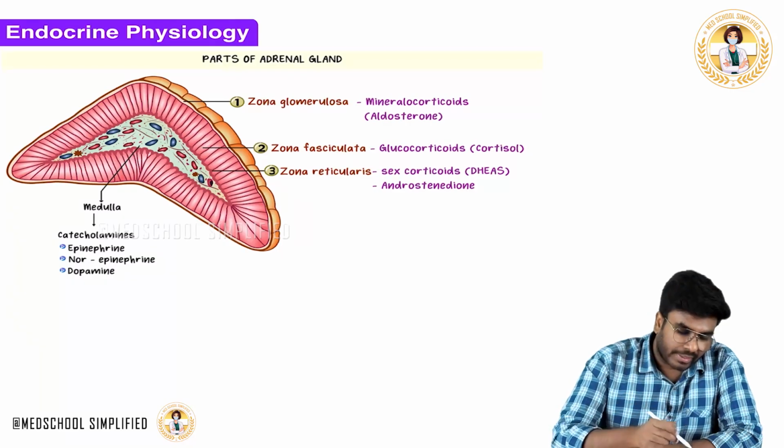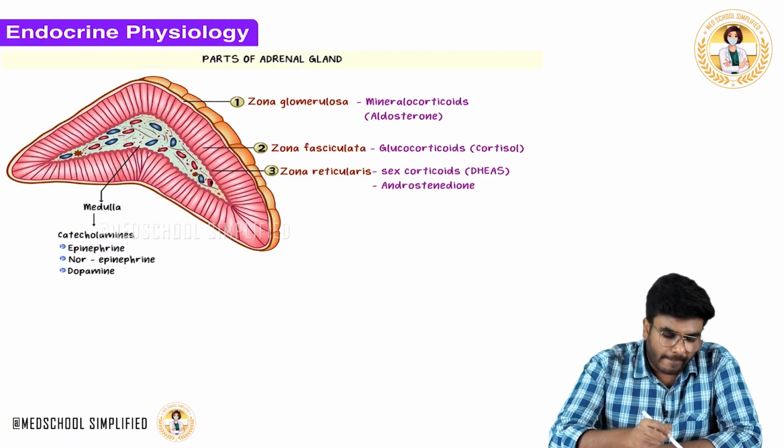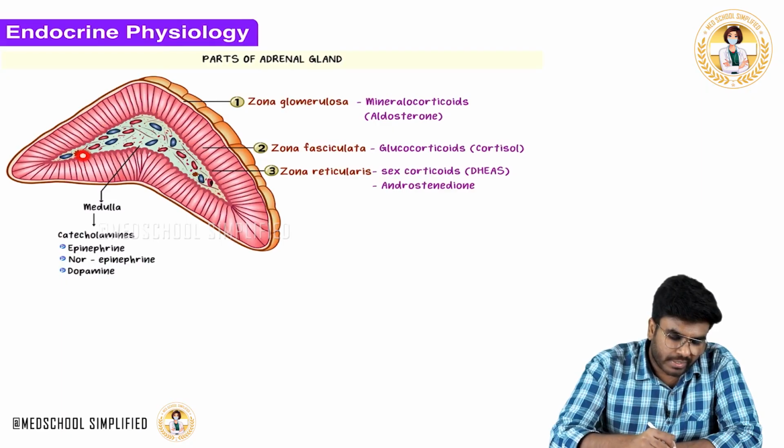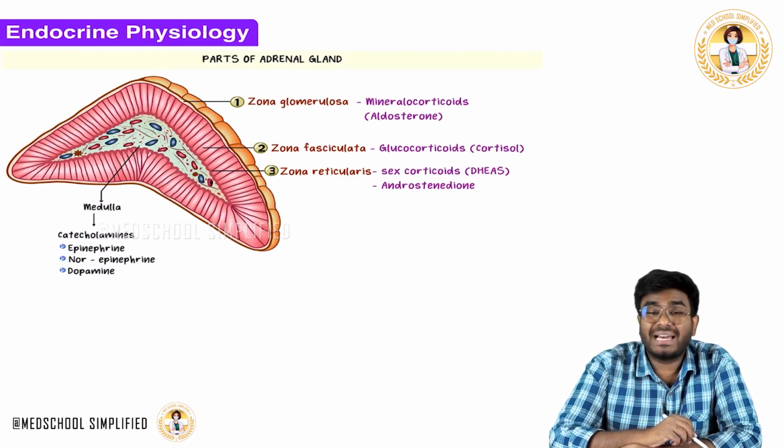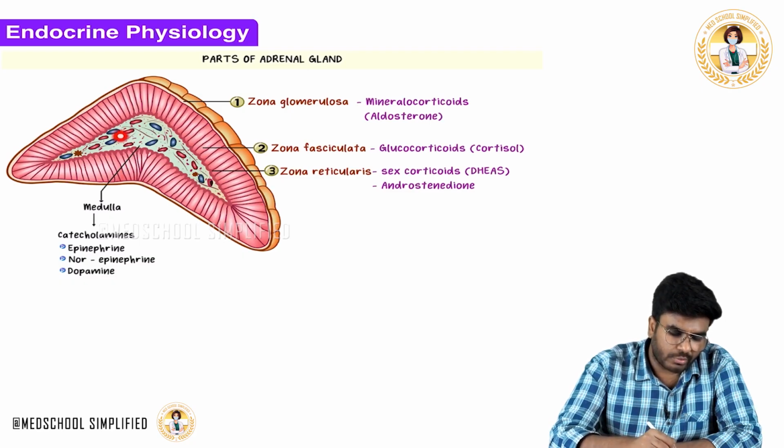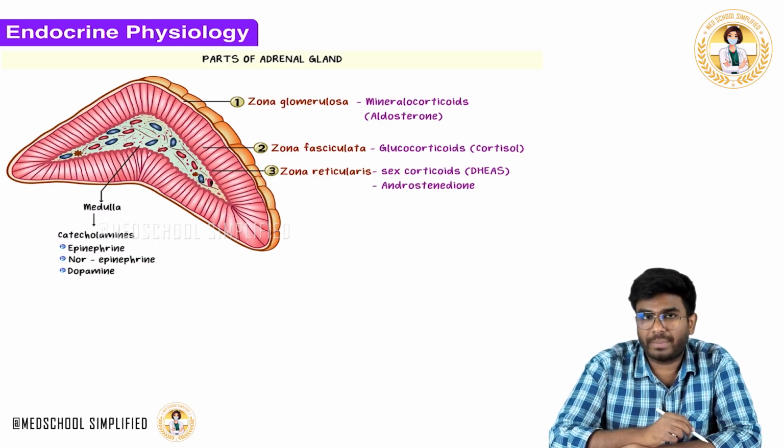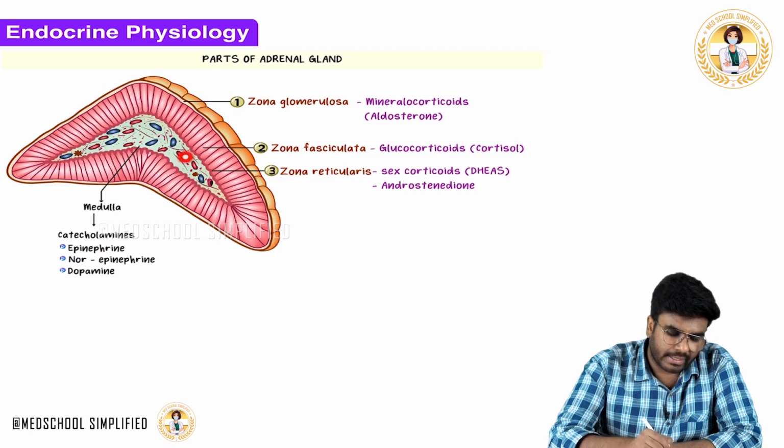Now let's divide the adrenal gland into parts. The innermost region, which I am showing you in this light green color, is called the adrenal medulla. The outermost part, shown in pink, is the cortex, and the green area in the center is the adrenal medulla.